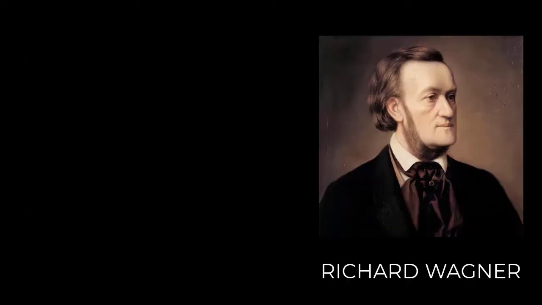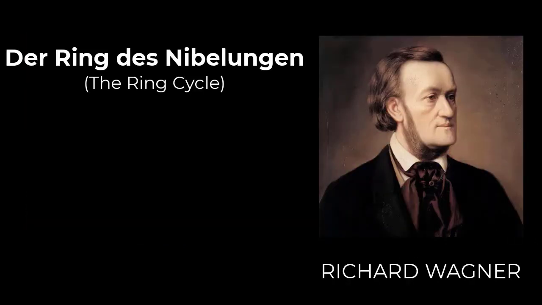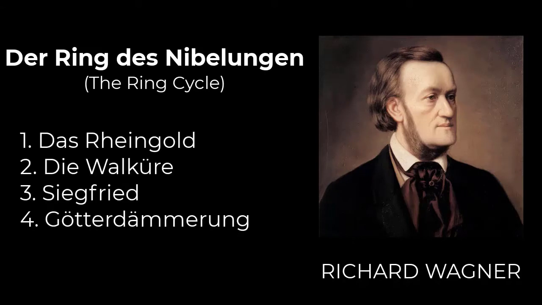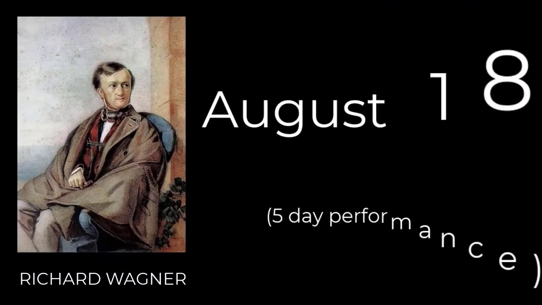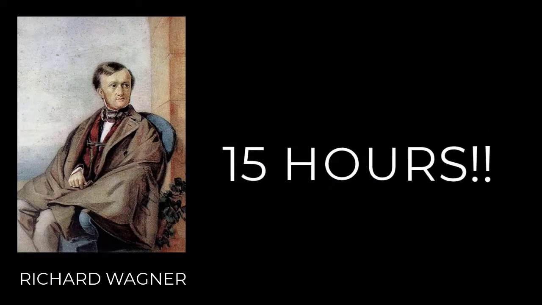Richard Wagner was a German composer who made a huge impact on the opera world. His Ring Cycle was basically 4 major operas linked together to tell a story. It premiered in August of 1876 and was performed over 5 days. 15 hours of singing and music.